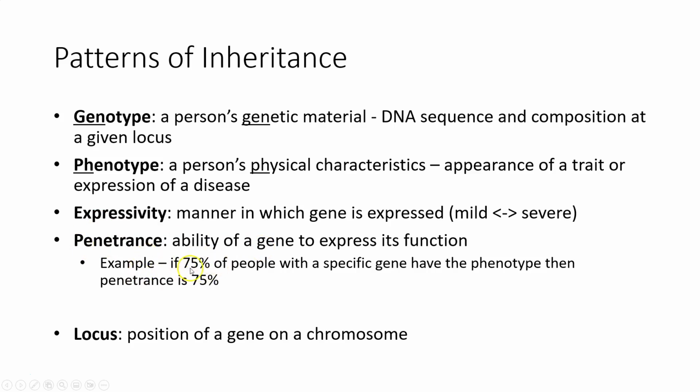So let's say 75% of people have a gene where they have an extra ear. If 75% of people with that extra ear gene have an extra ear, then the penetrance is 75%. So how many people with that gene actually have that phenotype? And that's penetrance.